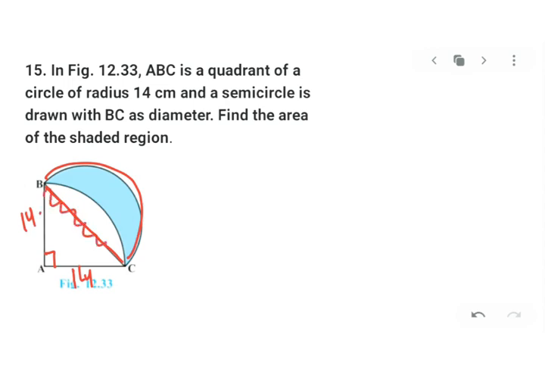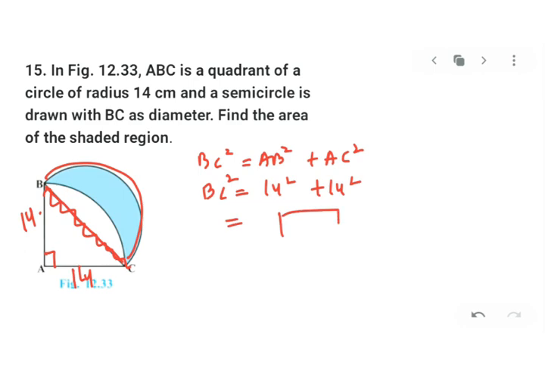From there you can get the value of BC. So you will go BC square is equal to AB square plus AC square. From there you will get value of BC as 14 square plus 14 square. Once you got value of BC, what you will do is you will divide by 2 to get the radius of semicircle. Yes, once you have radius of semicircle, what we will be doing is we will be finding area of sector, area of segment.